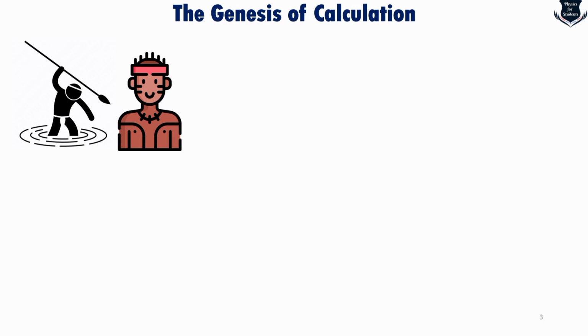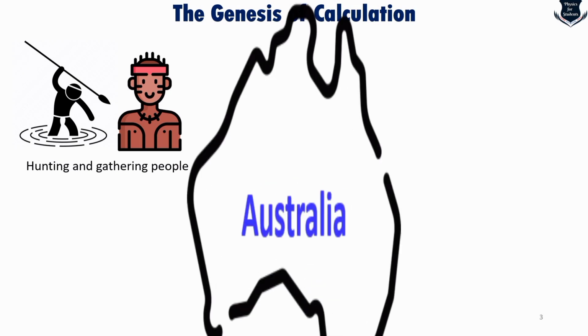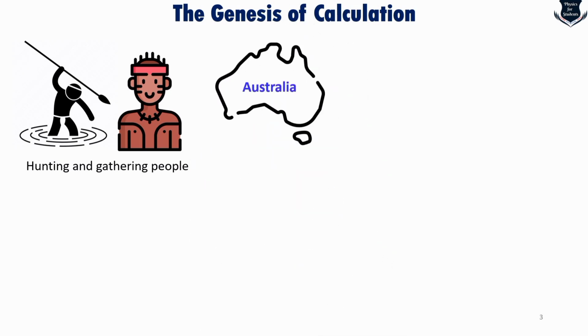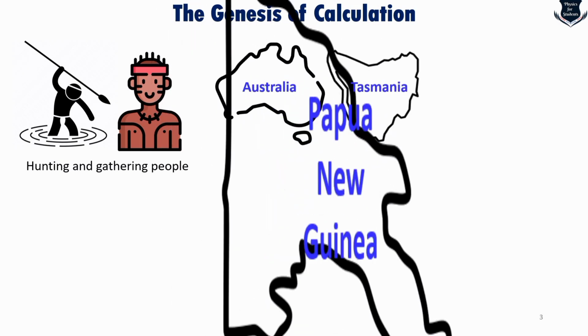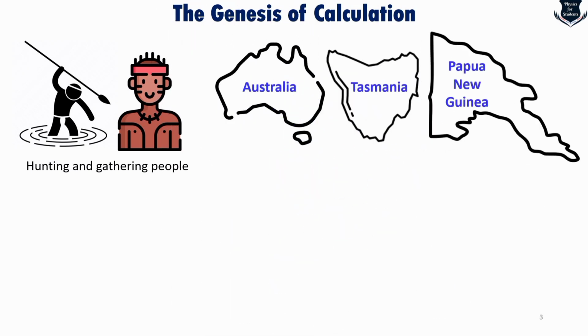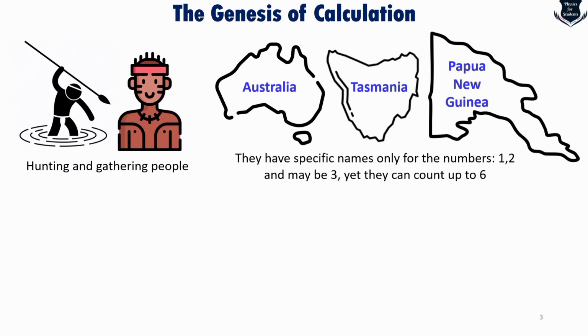So here you see that the studies of primitive peoples, who live in isolation from civilization, or those who are hunting and gathering people, suggest several stages of development towards strict number systems. Hunting and gathering people such as the Aborigines of Australia, Tasmania, and Papua New Guinea have had, or still might have, specific names only for the numbers 1 and 2 and maybe sometimes 3. Yet, a surprising fact is that they can count to as many as 6 by combining numbers.